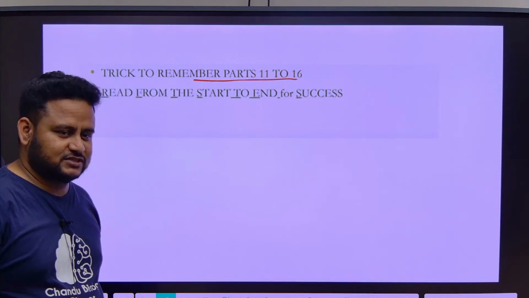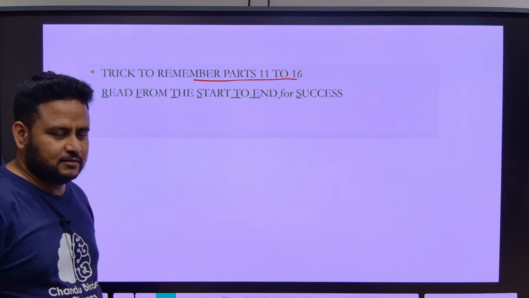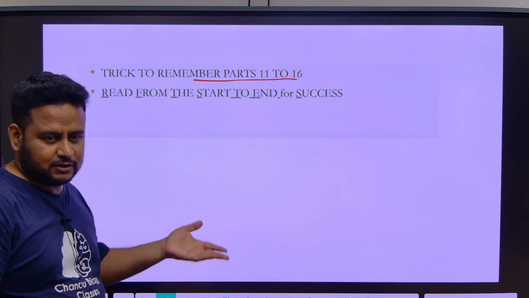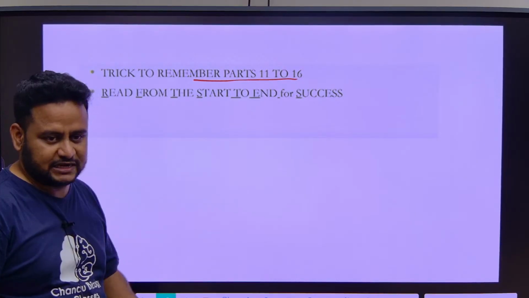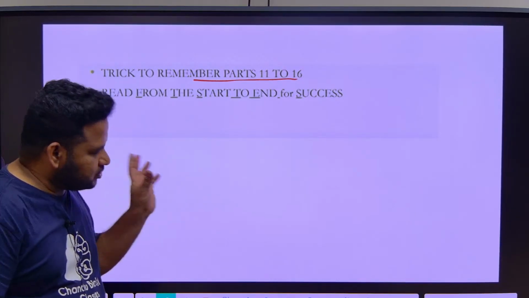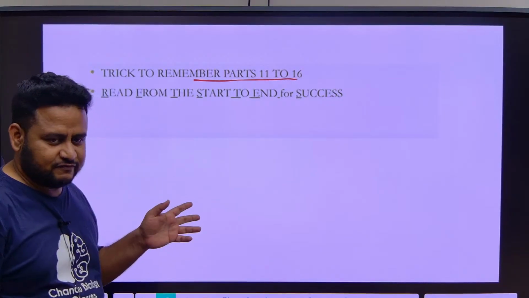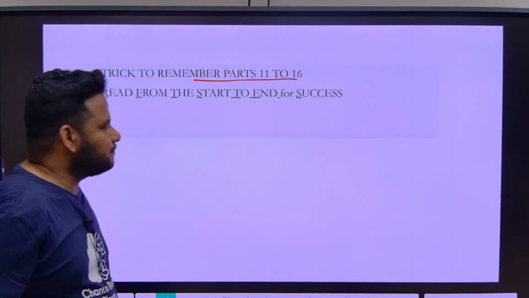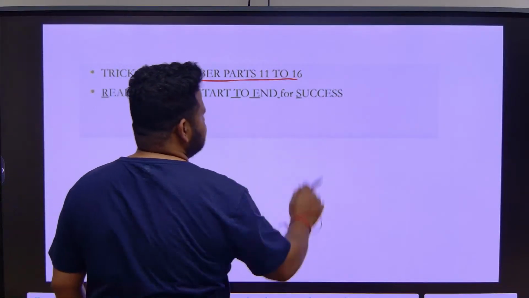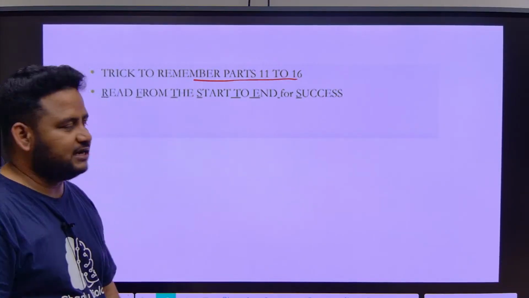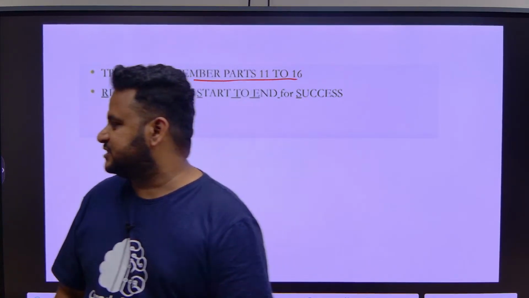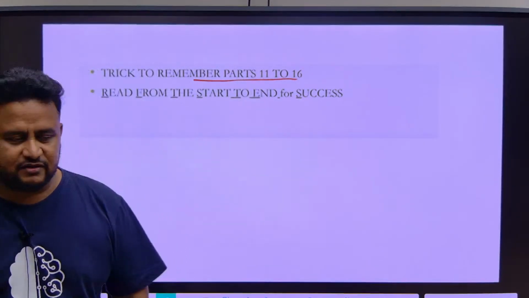For example, actually the first chapter that I should do is union and territories, then citizenship. I didn't do that, but I had to tell you certain basics, parts and schedules, sources of the Constitution, and next the preamble. So it's not always advisable to read from start to end for success. You have to read in an organized way, that is different. But remember this: read from the start to end for success. That is to remember Part 11 to 16.